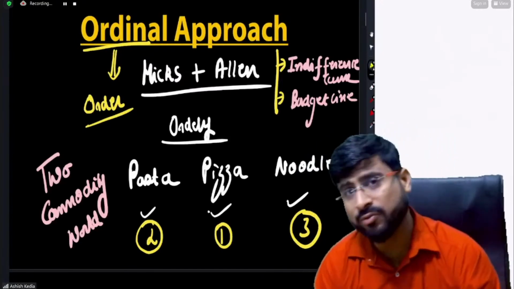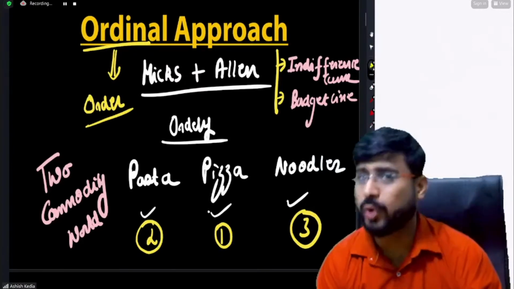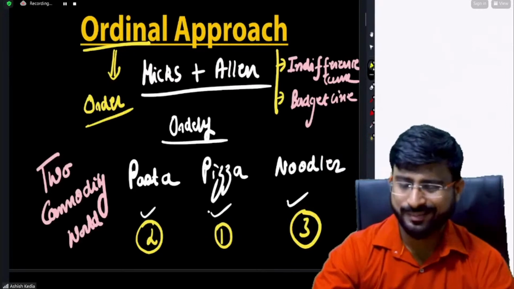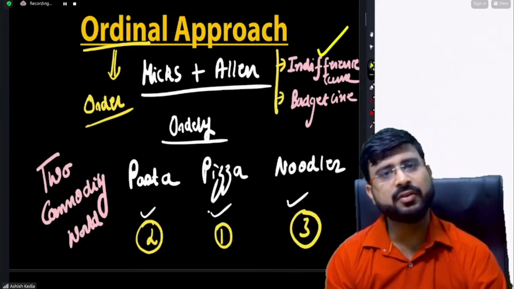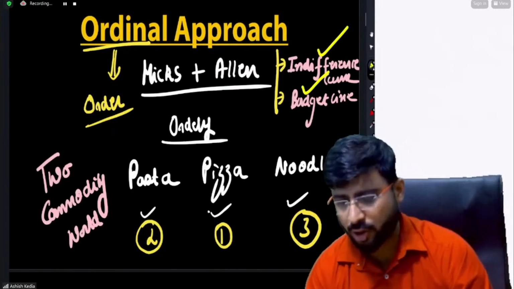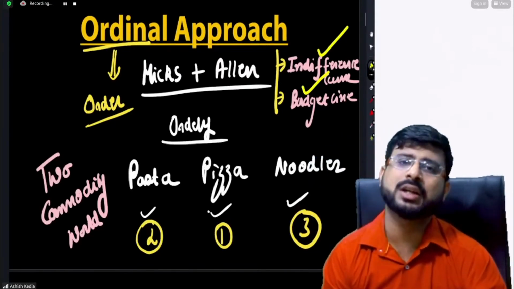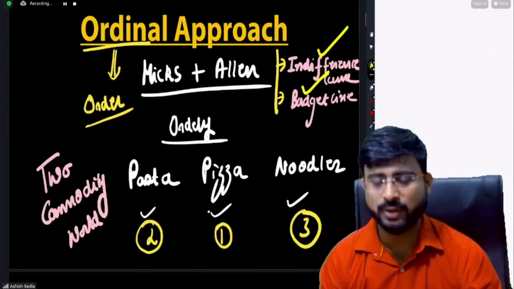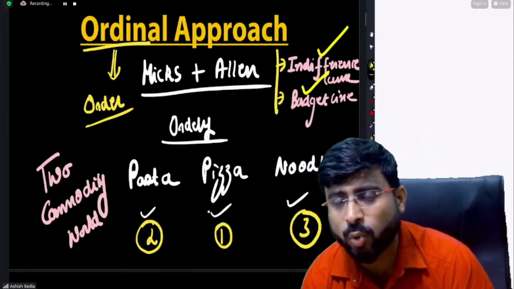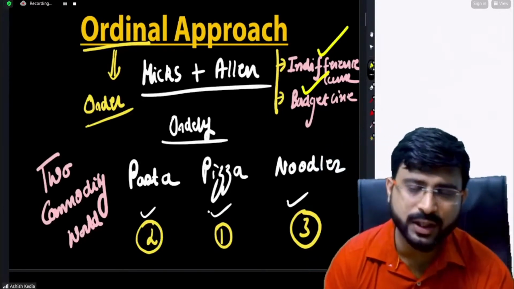Sir, what do we need to have knowledge of? My dear students, you need to have knowledge of two subjects. Number one, indifference curve, and number two, budget line. All of you need to have knowledge of indifference curve and, guess what? Budget line. That's correct, everyone.